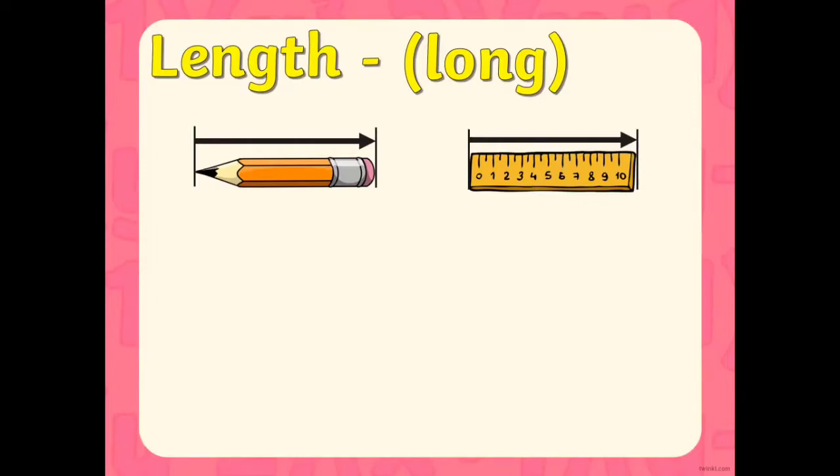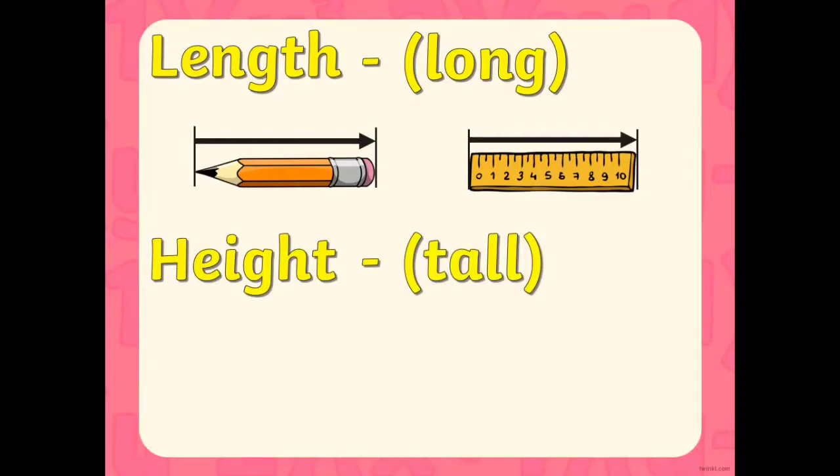Very good. How about height? How can we measure height? If we are measuring height, it means how tall the person or the object is. So you must remember, length is for long and height is for tall. Yes? Okay, very good. So in height, instead of measuring from left to right, we are measuring the person up and down, or how tall the person is.